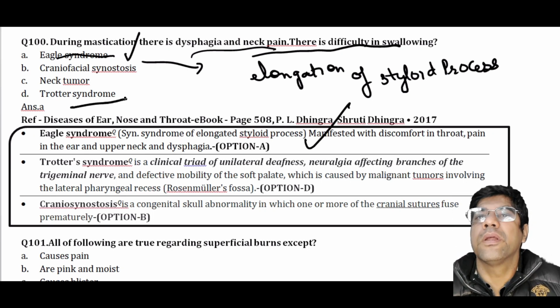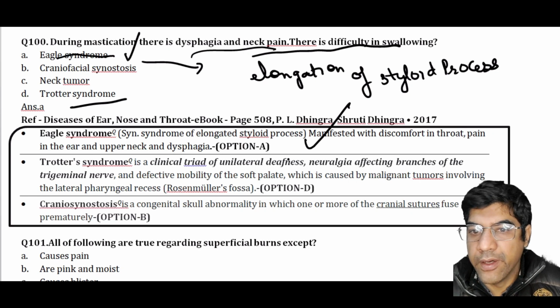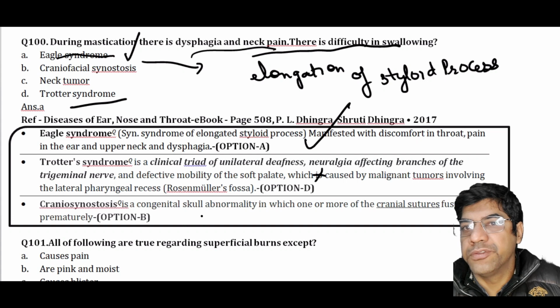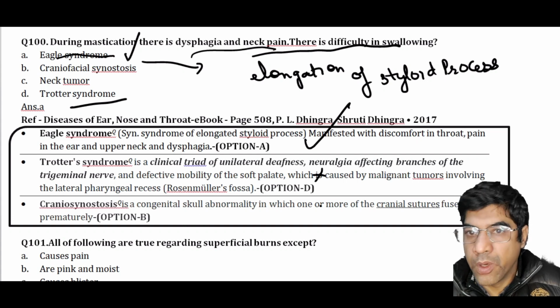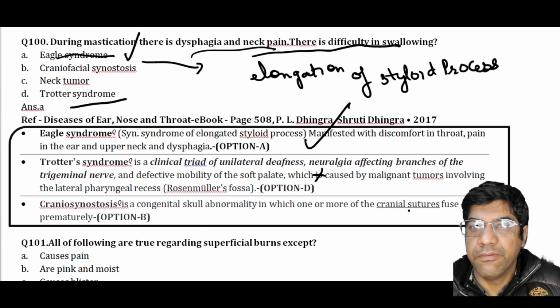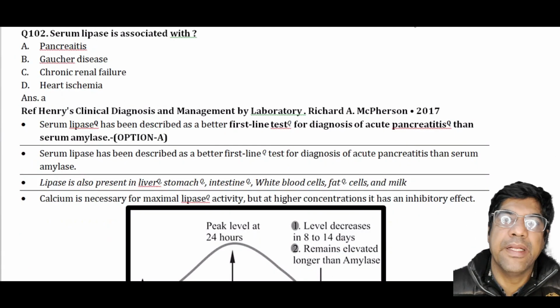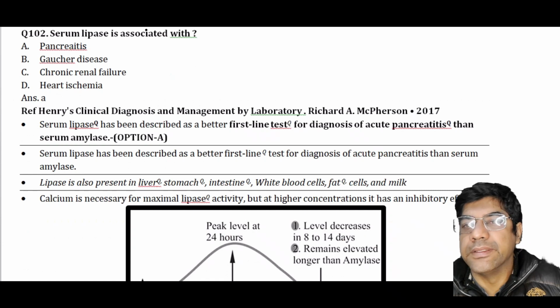Trotter syndrome, remember, is a clinical triad of unilateral deafness, neuralgia affecting the branches of the trigeminal nerve, and defective mobility of the soft palate. So it is not associated with dysphagia during mastication. Craniosynostosis is a congenital skull abnormality in which one or more cranial sutures fuse prematurely. So that's not the answer. Answer is A. Coming to the next question, the serum lipase is associated with pancreatitis.